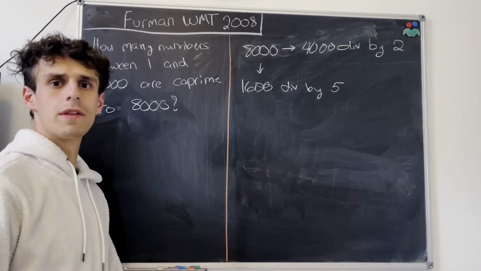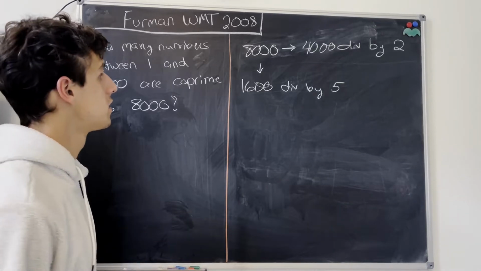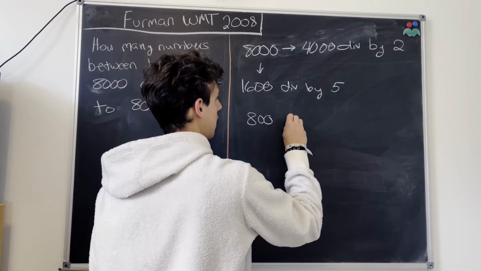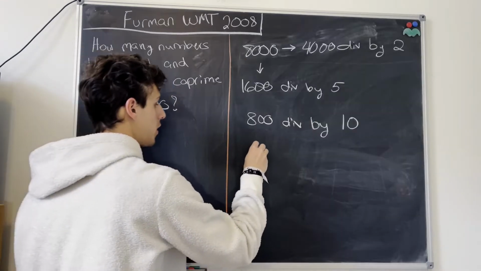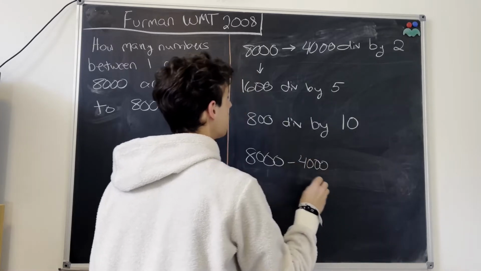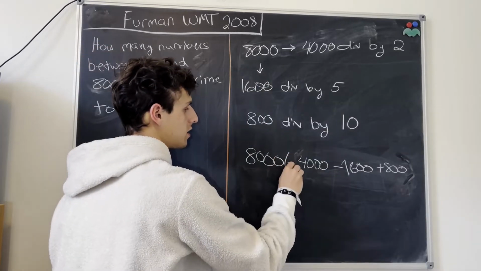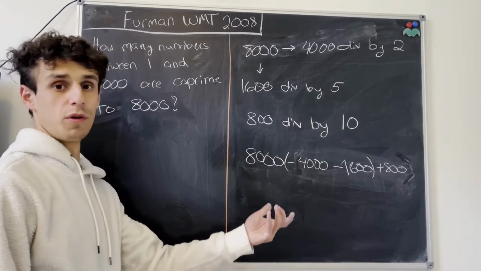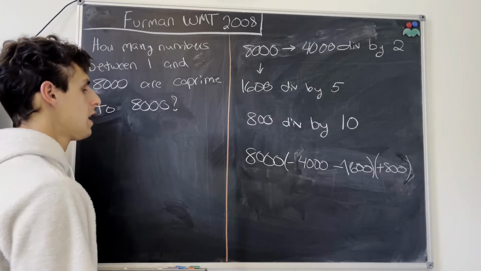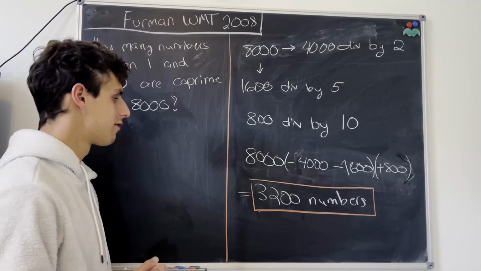But now, similar to a problem that I did the other day, we want to remove all the things that we counted twice. And so the things that we counted twice are the ones divisible by 10, and there are 800 numbers between 1 and 8,000 that are divisible by 10. So to count the numbers being removed from our list, we have 8,000 minus 4,000 minus 1,600 plus 800, with this subtraction here being the numbers that we're removing from the list, and this plus 800 being the numbers that we're adding back because we counted them twice. And that gives us 3,200 numbers. So like I said, slightly different to our solution before.